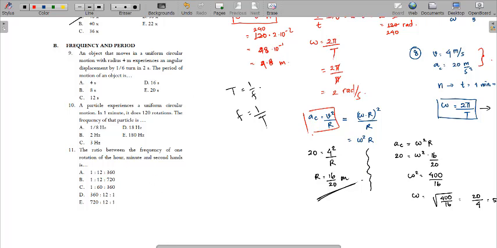Now, number 9. This is about frequency and period, and I already explained before that period is time for each rotation, but frequency is how many times for its rotation.